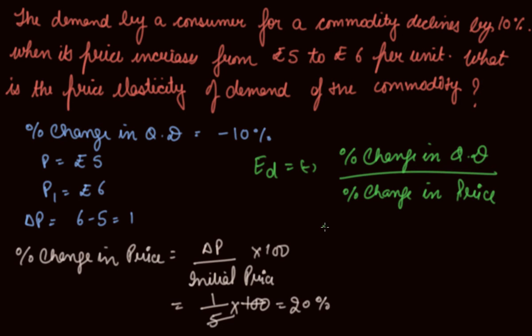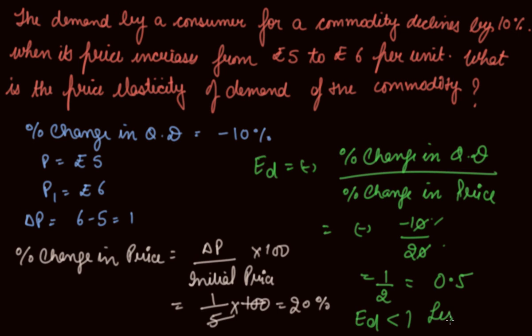Your percentage change in quantity demanded was minus 10%. With percentage change in price was 20. See, percentage and percentage you take, it will be cancelled. It will be 100. So 100 and 100 will be cancelled. So you do not take percentage in this way. So it is 1 by 2, that is 0.5. Right? So your elasticity of demand is less than 1, which means less than unity.